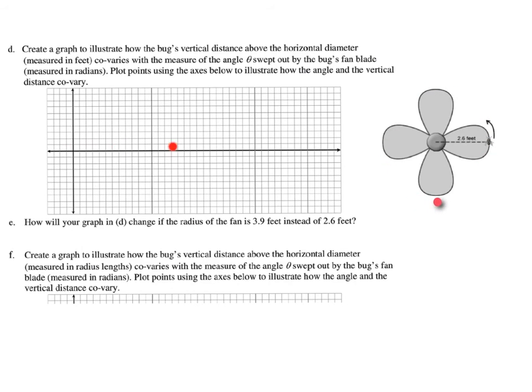Now, Part F is very similar to Part D, but it asks you to measure the height above the horizontal in radius lengths. This means that when the angle of rotation is pi over 2, then the height above the horizontal diameter measured in radius lengths is 1, because the bug is 1 radius length above the horizontal diameter at that point. Think carefully about all parts of Question 2 and provide your answers.